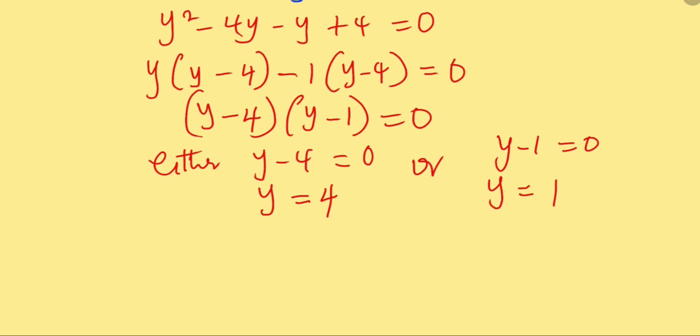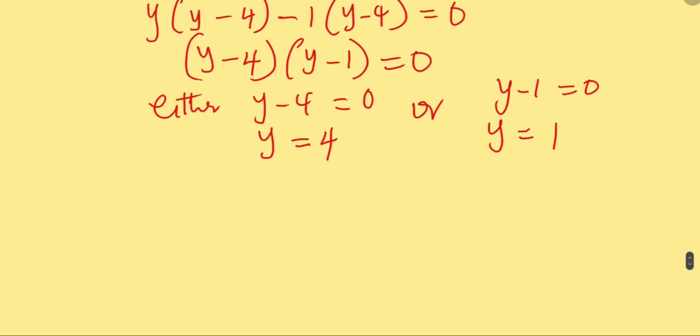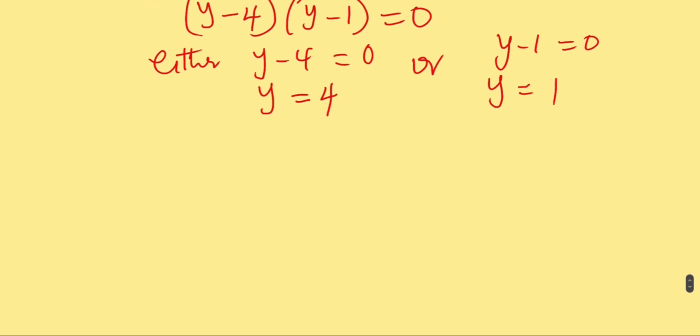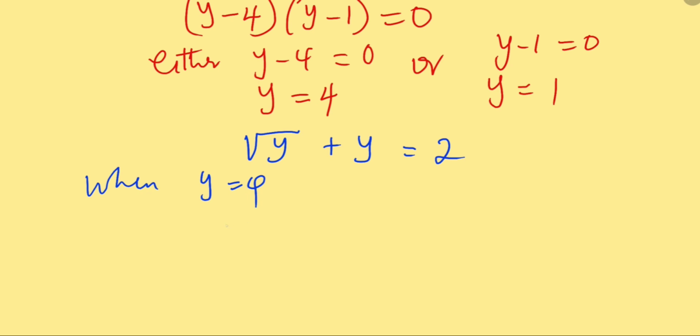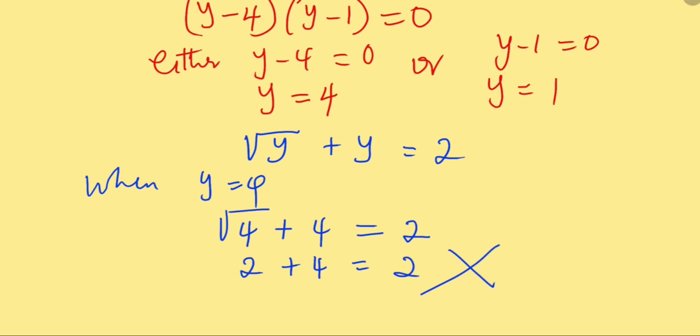We've gotten the values of y, but sometimes we do have extraneous solutions in our equation. So we need to verify if these two values satisfy the equation. The original equation says square root of y plus y equal to 2. Now when y is equal to 4, let's see what will happen. We'll have square root of 4 plus 4. Can this be equal to 2? Square root of 4 is 2 plus 4. Can this be equal to 2? No. 2 plus 4 is 6, and 6 is not the same thing as 2, meaning that y equal to 4 is not a solution.